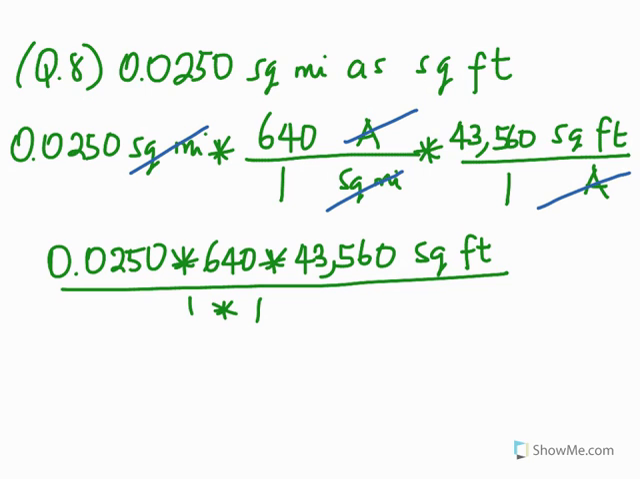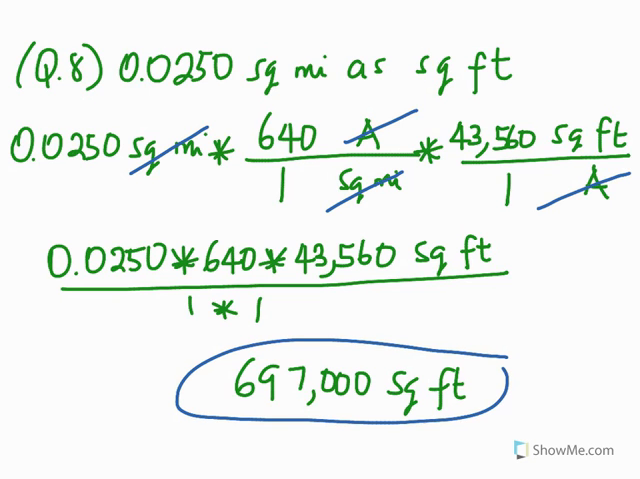So if you round your answer to the same number of significant digits as the original, which is 3 significant digits, you will have 697,000 square feet. And that becomes our answer.